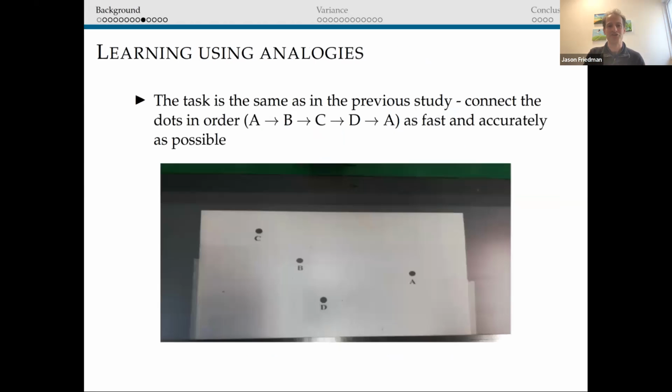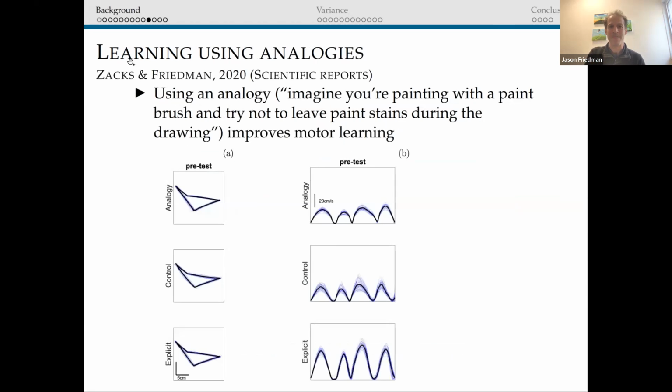We had a similar result using the same protocol, but instead of using learning by observation, we did learning using analogies. This was a study of master student, Oriane Zaks. In this experiment, rather than showing them what to do, she told them an instruction. She told them, imagine you're painting with a paintbrush and try not to leave paint stains during the drawing. This is what they were instructed to do to draw it.